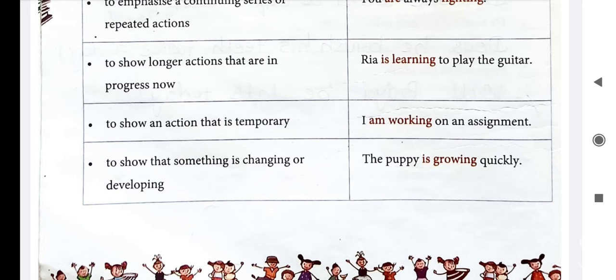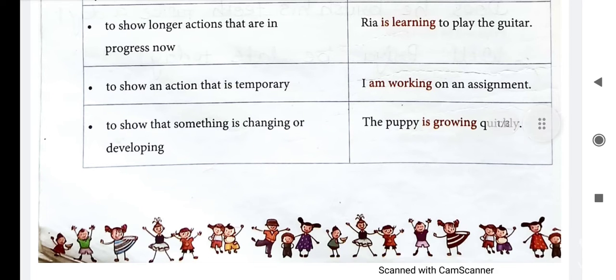Meena is studying for IELTS. So the thing is in progress, it is not done yet. So that is also included in present continuous tense. Now, to show an action that is temporary, like I said, I am working on an assignment. I am doing my homework, right?